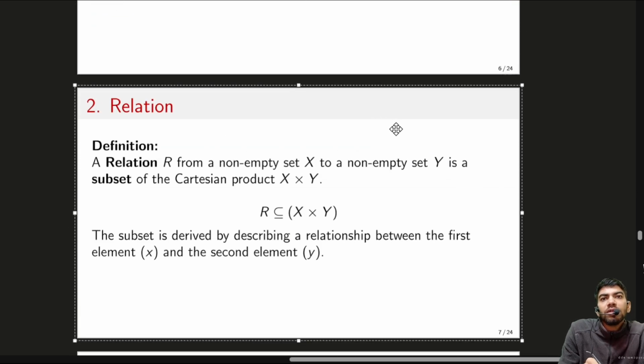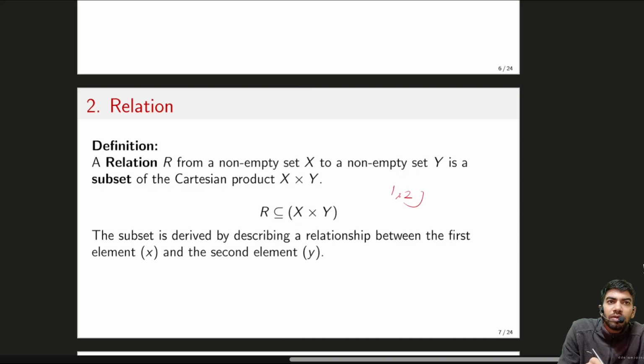So relation, what is a relation? A relation from a non-empty set X to a non-empty set Y is a subset of the Cartesian product. Any point (1,2) is a subset of X cross Y. This is a relation, 1 related to 2.